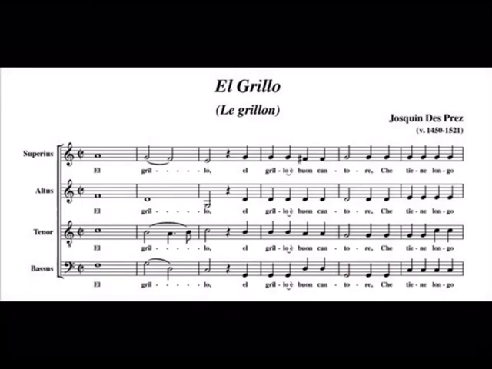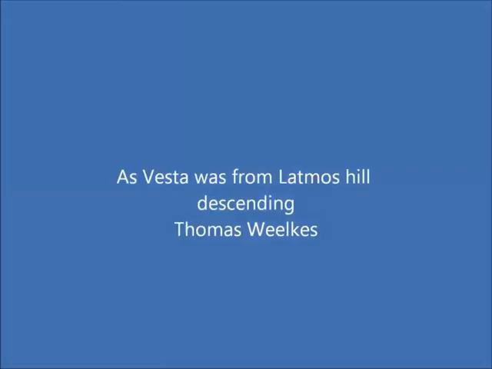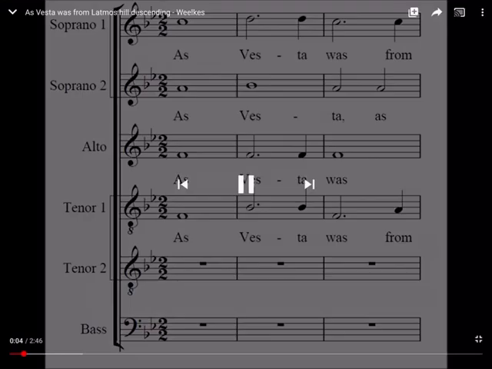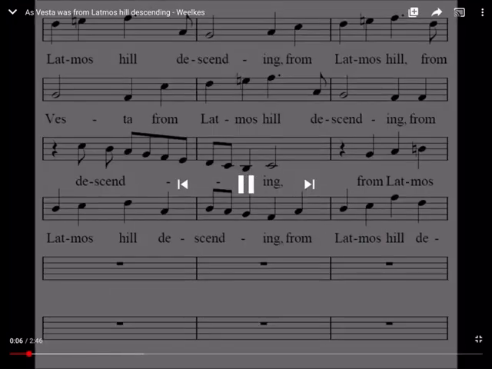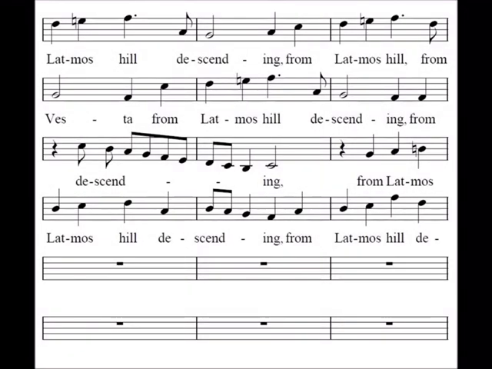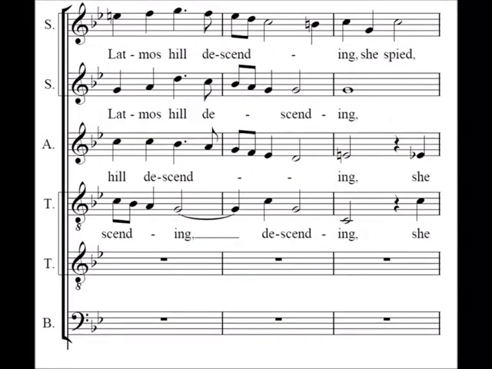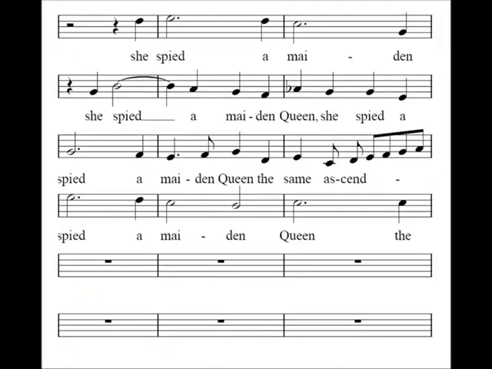When we move to our next piece, As Vesta Was from Latmus Hill Descending, notice that this will be much more complicated. Right now, everybody is singing the same rhythm and saying the same words, but this is quickly going to change. I'm just going to play a little of this. And look at that already. We have different rhythms. Imitation, remember that word? Imitative polyphony.